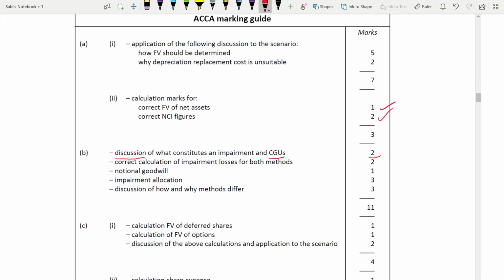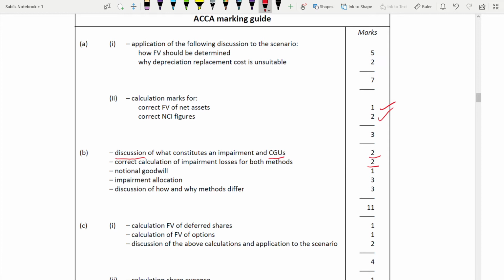Next, correct calculation of impairment losses for both methods. For both methods, okay? That means one method 1 mark, other method another mark. That's how you're getting 2 marks. To get the 2 marks, you have to do a lot of working. This is why it's not easy to score marks in ACCA, because you might think it's just 1 mark, so 1 line is enough. No, so much working is required to get that 1 mark. That means you have to be correct in every step. So correct calculation of impairment losses.